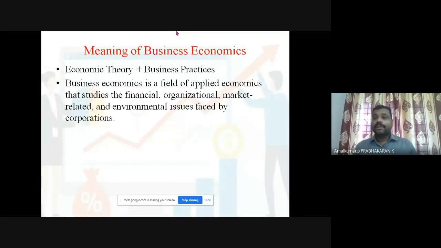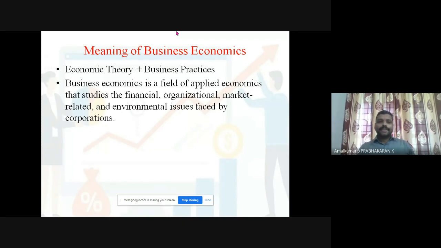What is the meaning of business economics? We are applying some economic theories for business application. We are applying the economic theories to business practice or business applications. It's called business economics. We are applying the economic theory for the sake of business. So it is called business economics.